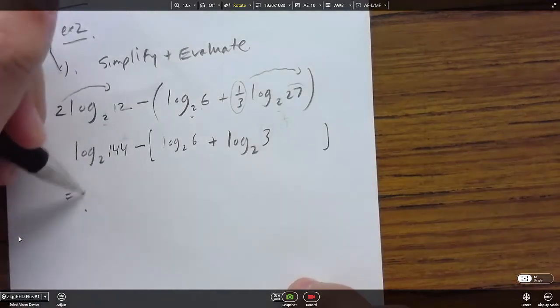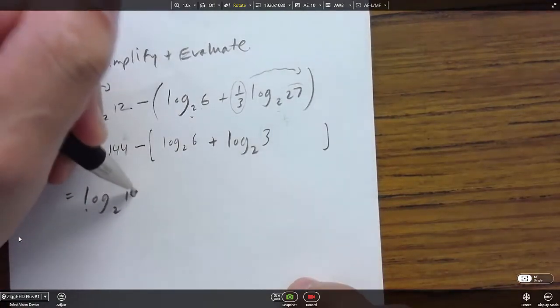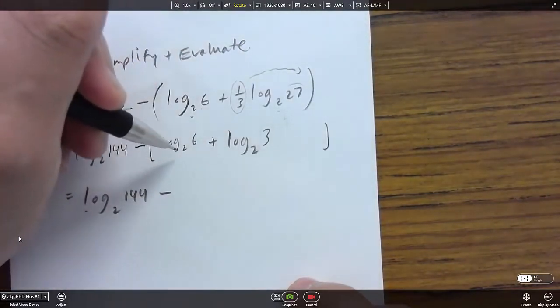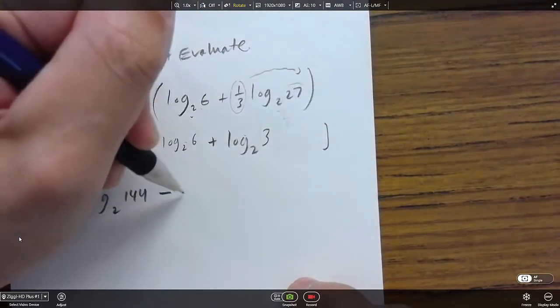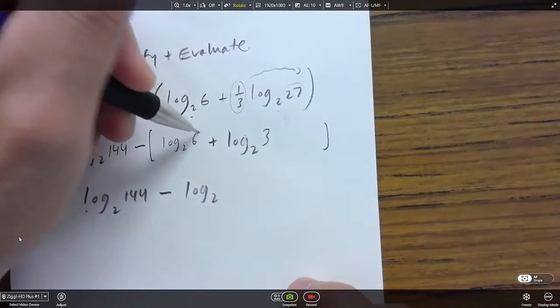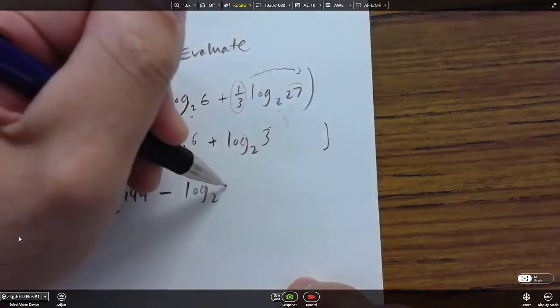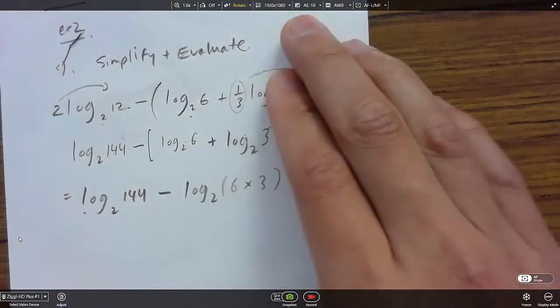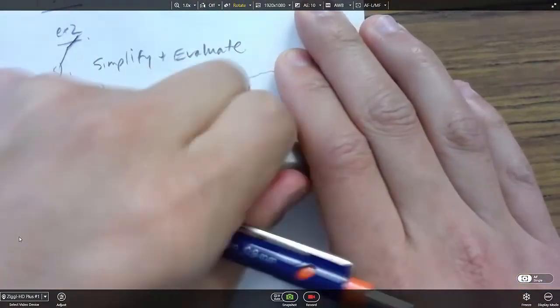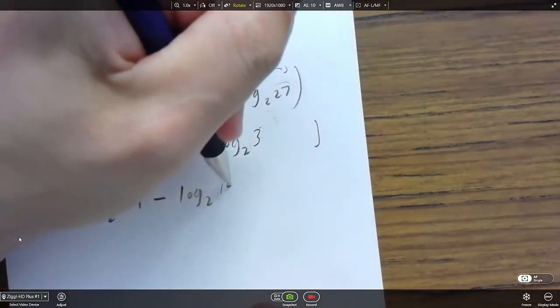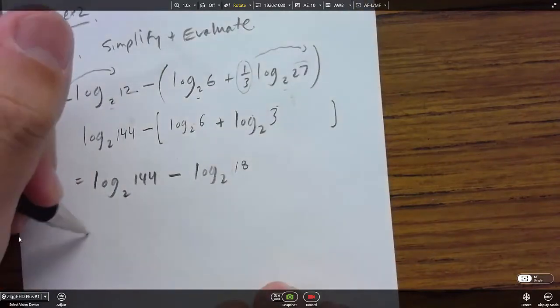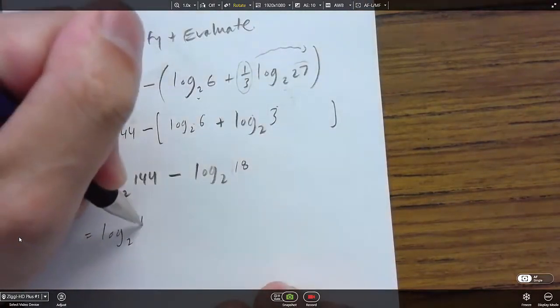So I'm just going to recopy this down again. We have log base 2 of 144. We have minus, and what do we have here? This plus this, we're going to have log base 2 of this times this. 6 times 3, which happens to be 18. So we have log base 2 of 18. And finally, we have one last log rule. We have a minus sign here. We're just going to rewrite it as division.